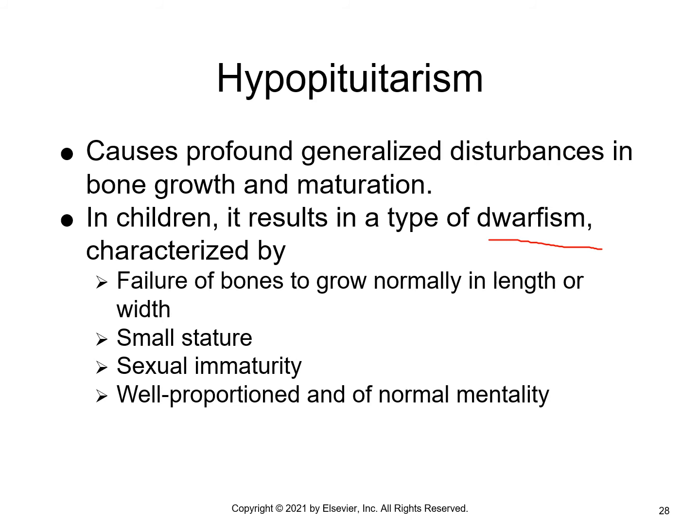They have sexual immaturity appearances, so those secondary sex characteristics don't necessarily come at a normal time. However, most of them are very well proportioned, unlike the chromosomal dwarfisms, and they have a normal mentality.